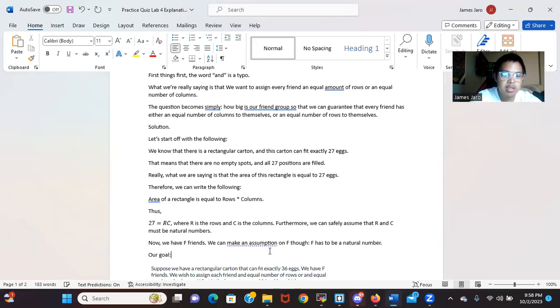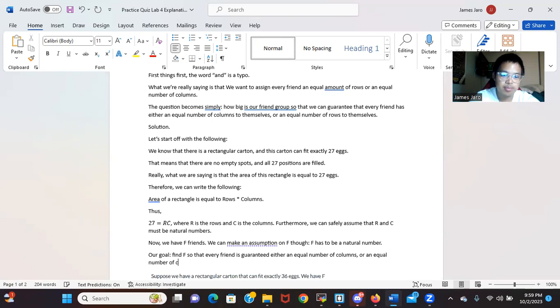And our goal is to find F so that every friend is guaranteed either an equal number of columns or an equal number of rows. This goal we should try to translate into symbols, just like we did with our previous ones. But it's a little bit more tricky to translate this one. So let's break this down.